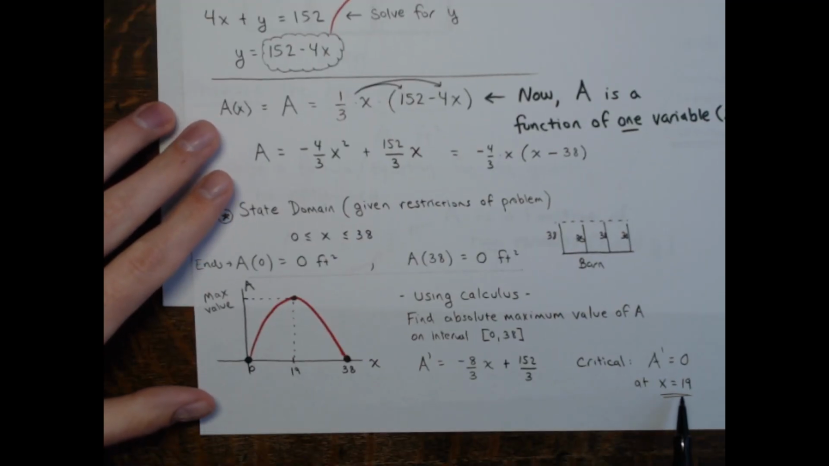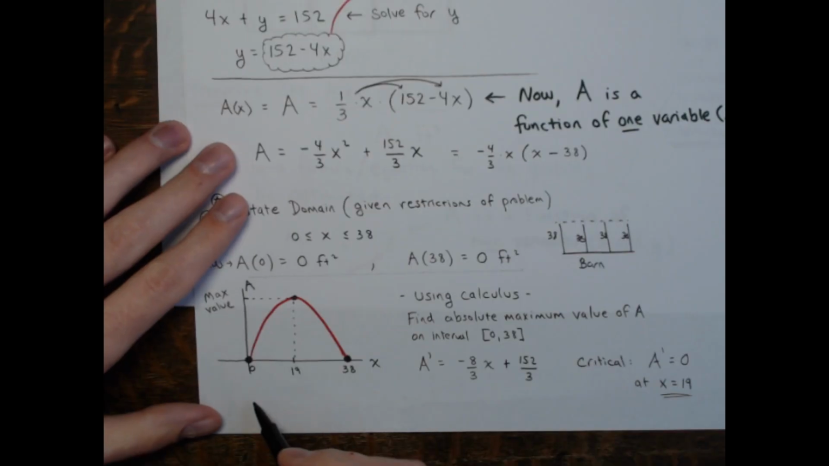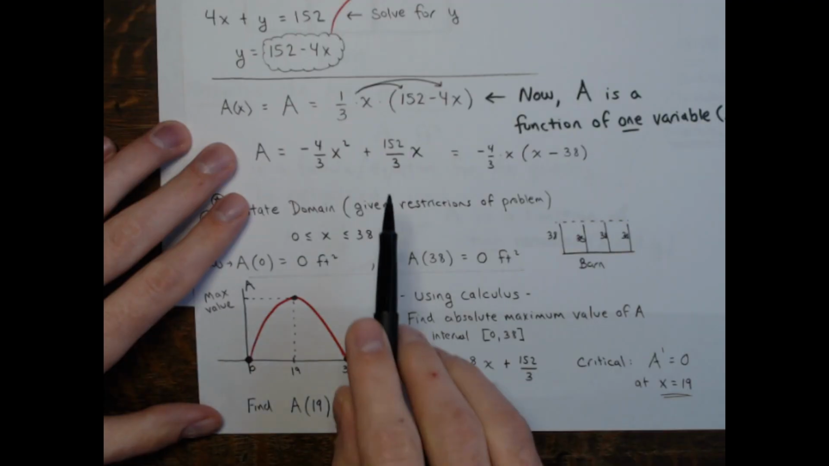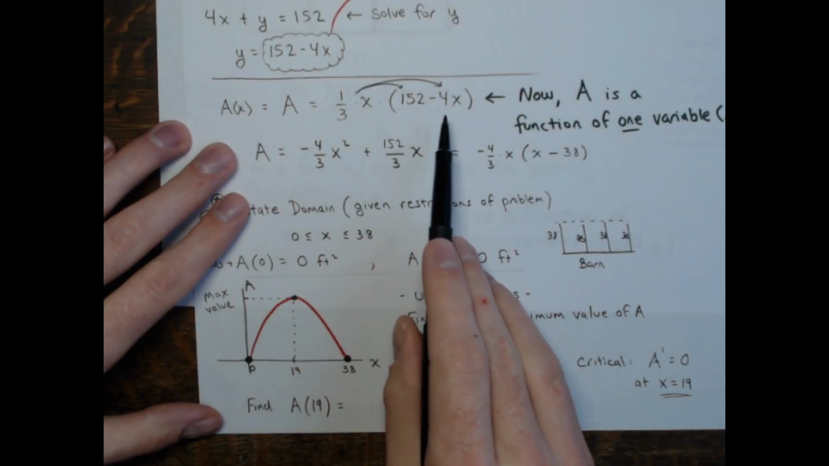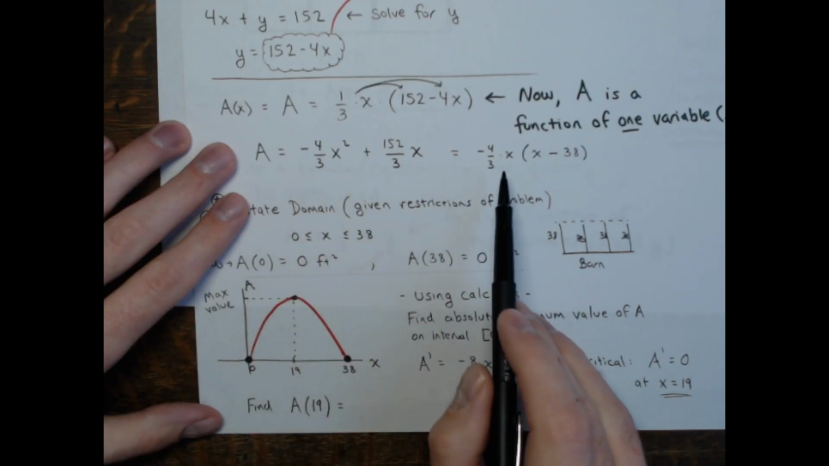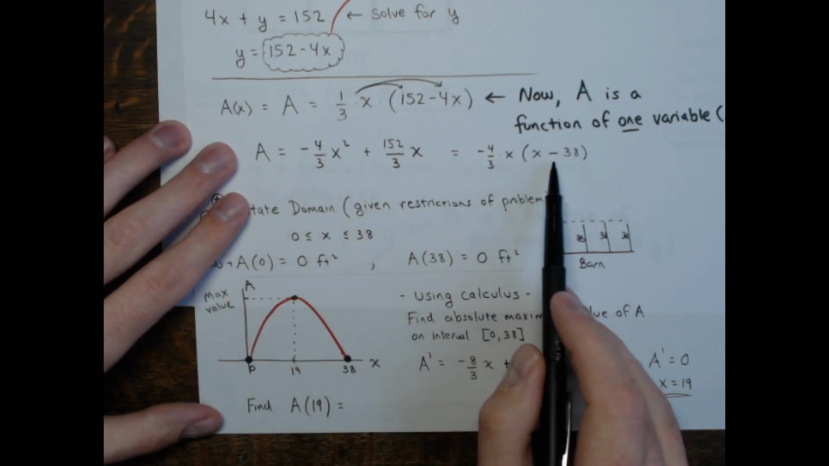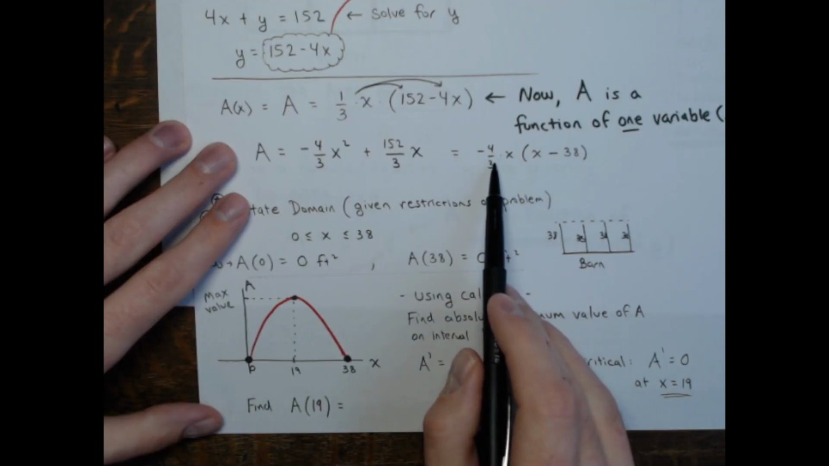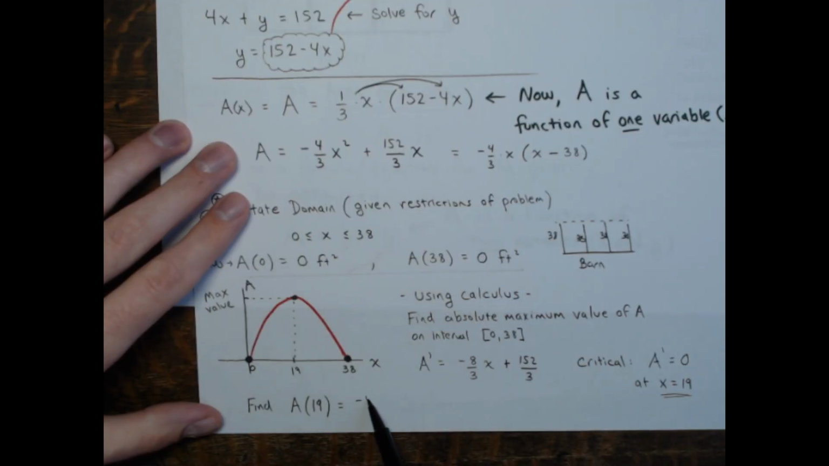Okay, now let's find the value of this area, because that's what they want. What is the area when x equals 19? So I go up here to my area function. Now I can go in this version, or this version, or this version. I'm going to go in this last one here, because I pulled out the -4. So this would be -4/3 times x, which is 19, times 19 minus 38.